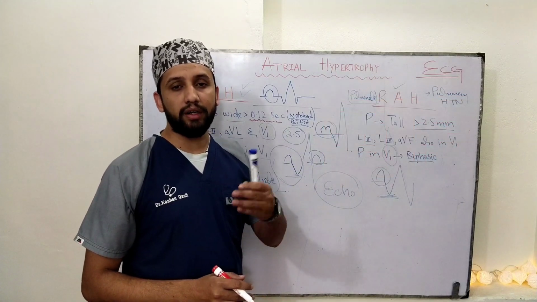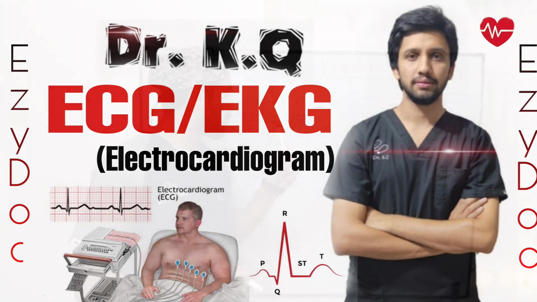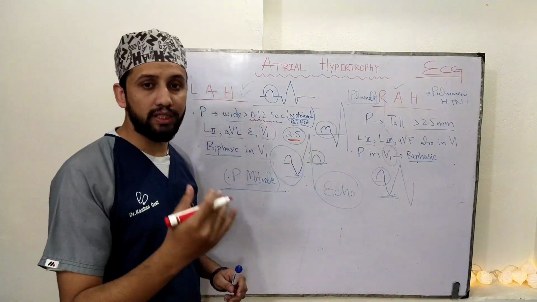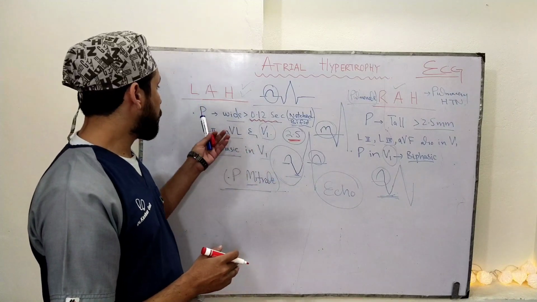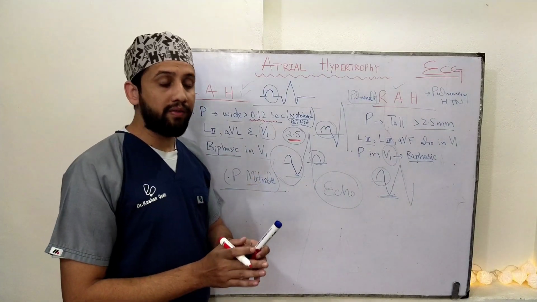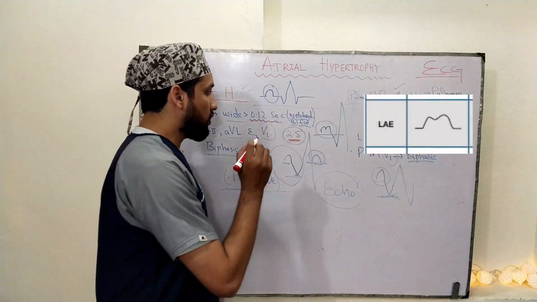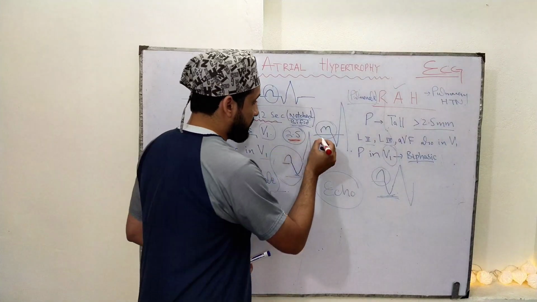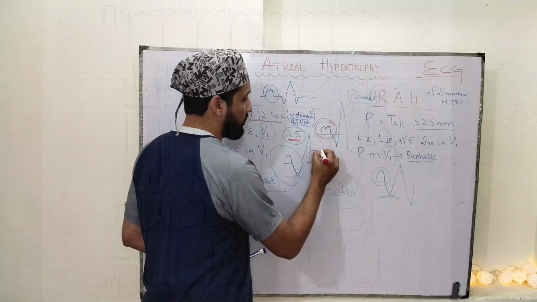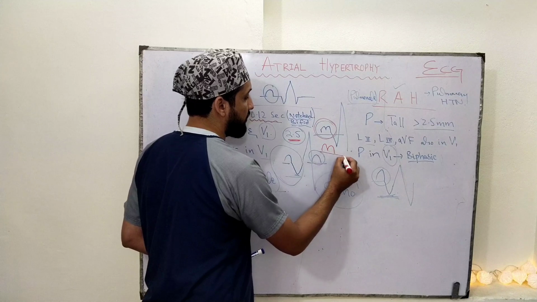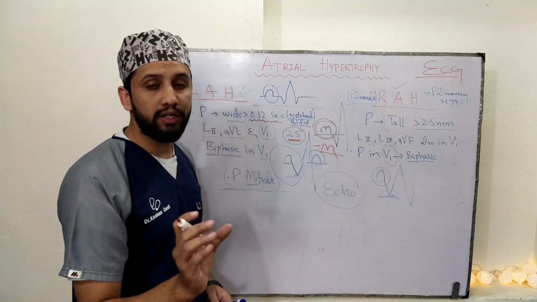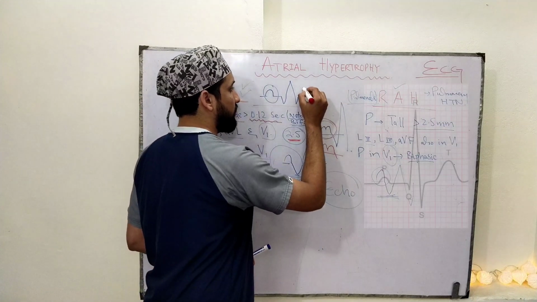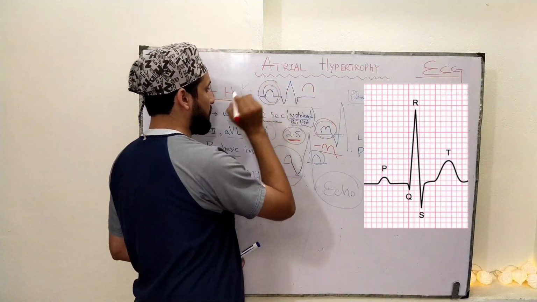This 0.12 second is greater than 2.5 small scale boxes. We have discussed the small and large scale boxes in the previous lectures. Whenever it is greater than 2.5 small boxes of the ECG, the ECG is showing a wide P wave, and the wide P wave can be notched or bifid. Notched or bifid is the pattern of the P wave seen in the ECG when it is like this. This is the abnormal condition of the P wave.